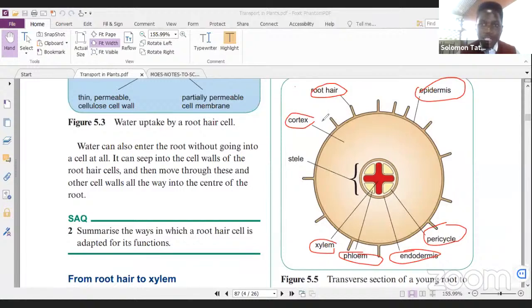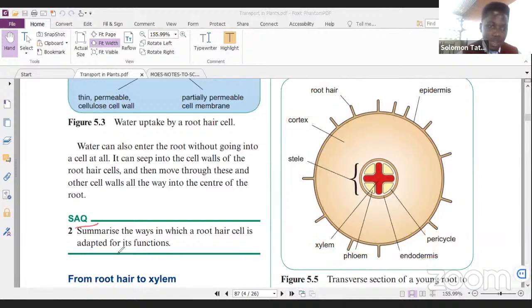I have a question here for us to answer. An applicable question is right here. Summarize the ways in which a root hair cell is adapted for its functions. What are those ways?